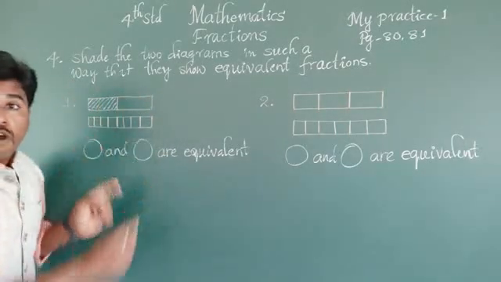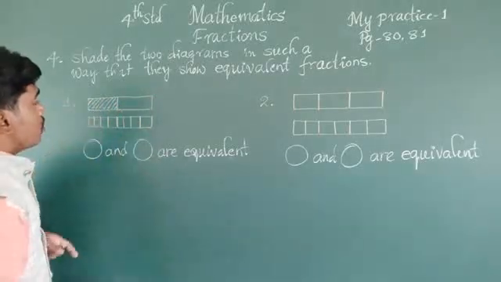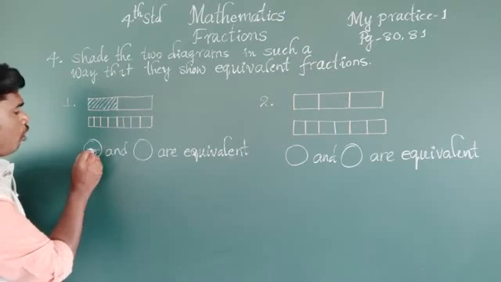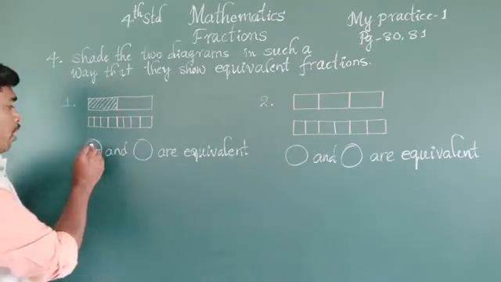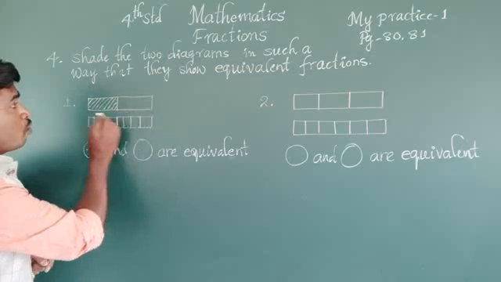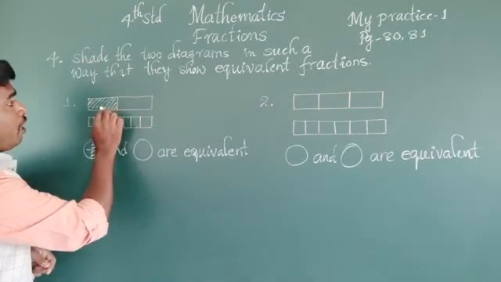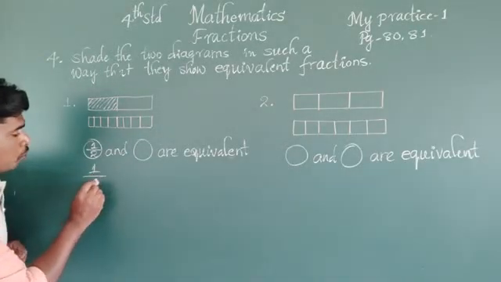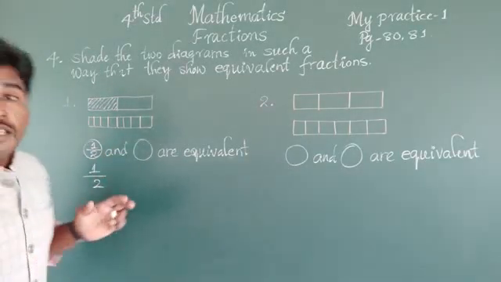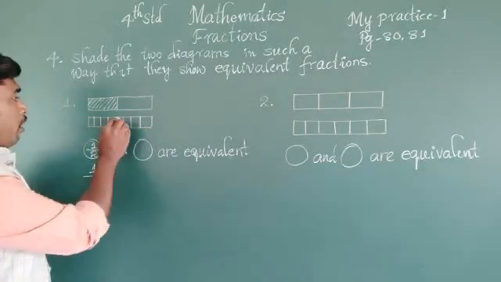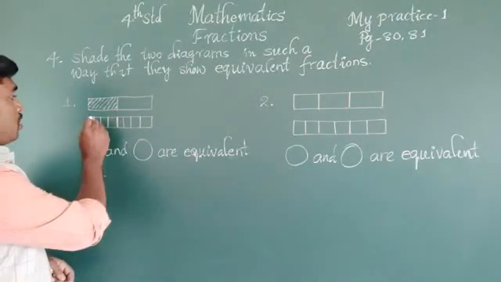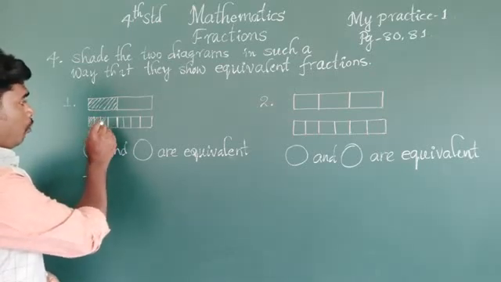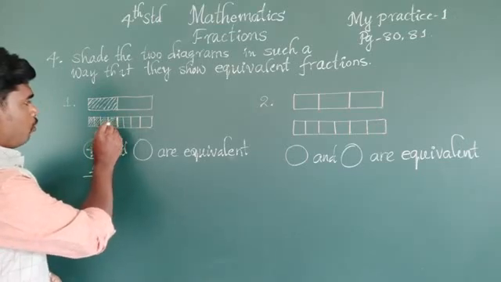So total number of boxes. How many total boxes are there? There are two boxes. So out of the two boxes, how many are shaded? Only one box. That is, it is one half part shaded. So it is nothing but 1 by 2. So 1 by 2, and the same half part I am going to shade in the other bar. So this is one box, the second box, the third box, the fourth box.